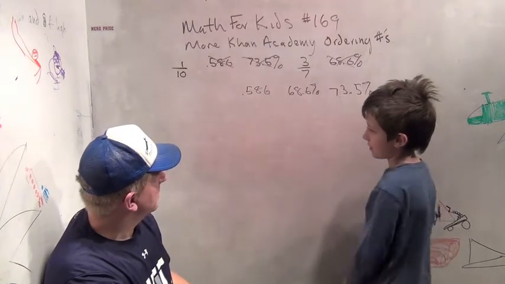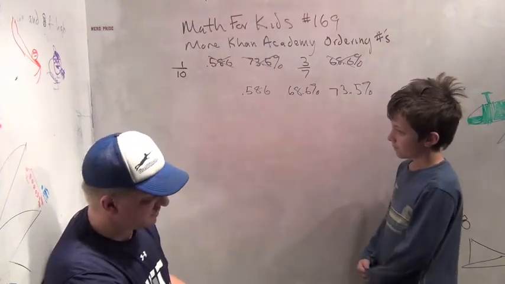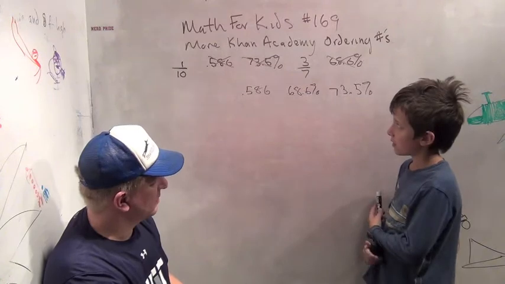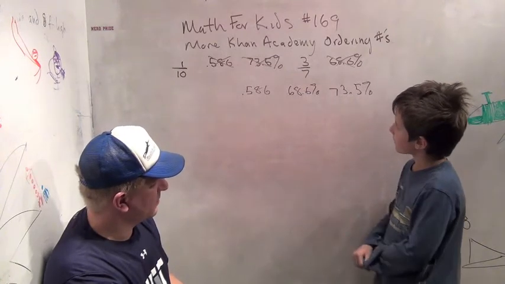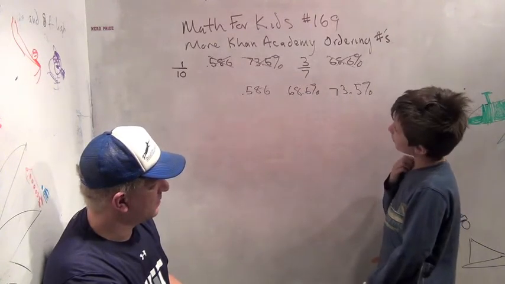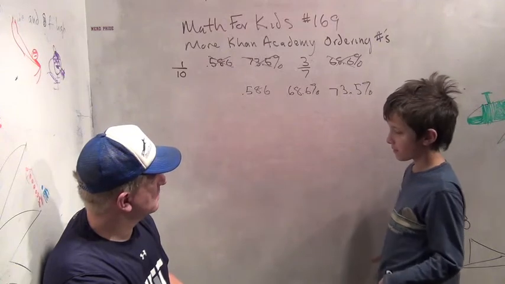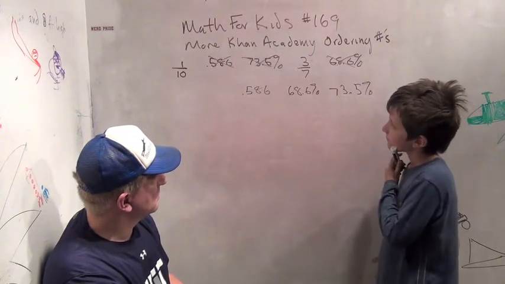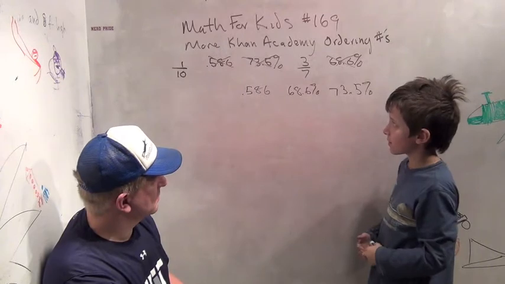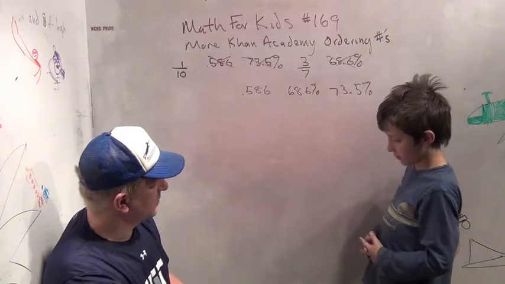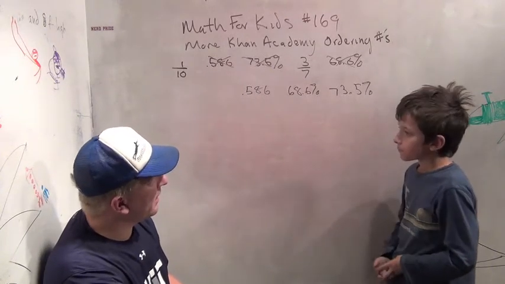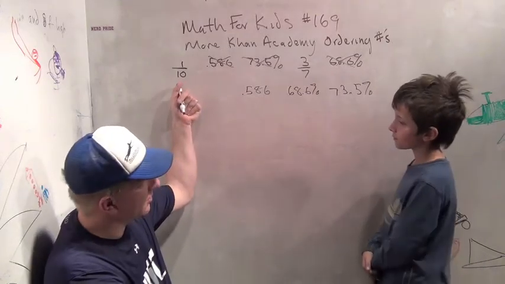3/7 is bigger than a 10th. How do you know 3/7 is bigger than a 10th? Because 3/7 is pretty close to a half. 3/7 is actually pretty near a half, and 1/10 isn't anywhere close to a half.